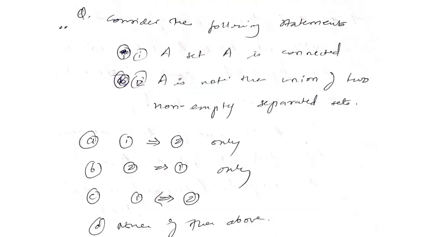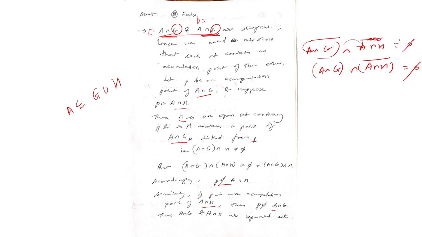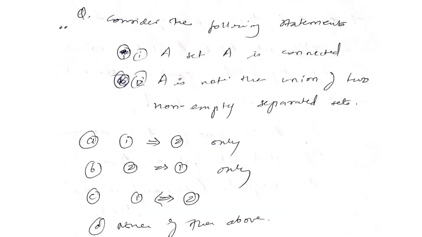Okay, next question. So consider the following statements. The first statement is: a set A is connected, and the second statement is: A is not the union of two non-empty separated sets. So which of these options is correct?